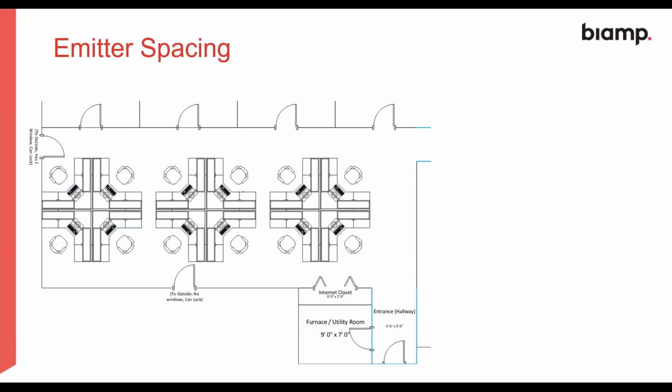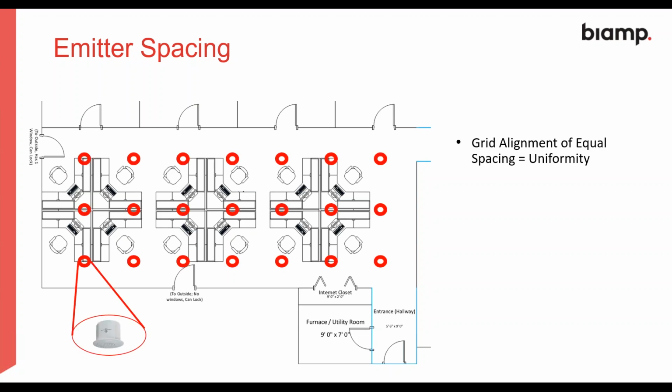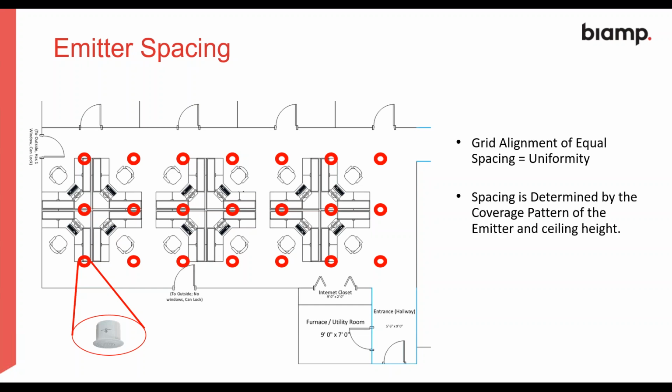So we have the emitter spacing that we work on, and what we would do ideally is aim for a grid alignment of equal spacing. Therefore, we get the uniformity. So we want to try and retain the grid as much as is possible. The spacing is determined by the coverage pattern of the emitter and the ceiling height. So the ceiling height, as we've shown on the previous charts, is important.